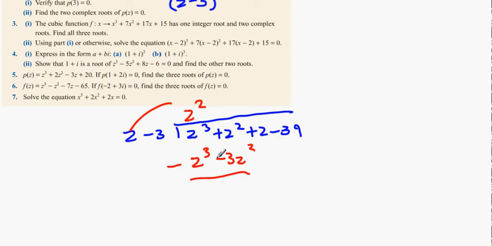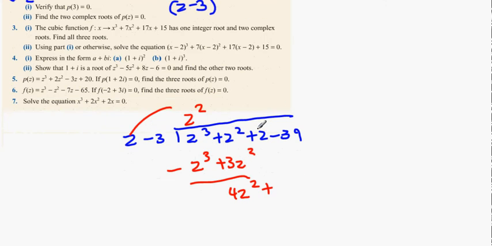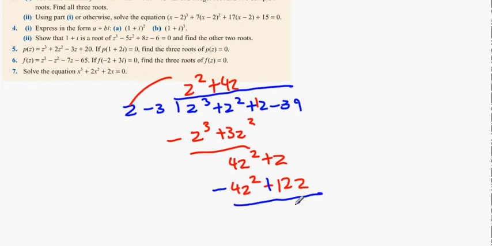Then we take it away, and we get 4z squared, plus 1z goes down. Then divide that in again, it goes 4z times this time. So 4z multiplied by z is 4z squared, and 4z multiplied by 3 is minus 12z. Once again, you take them away and change the signs, and then we get 13z minus 39.